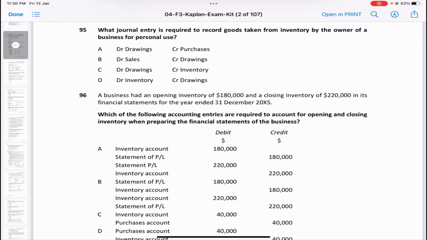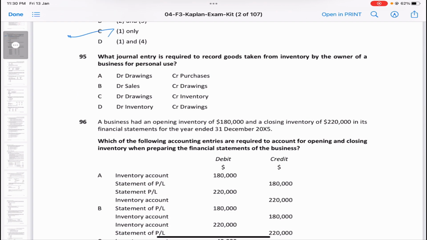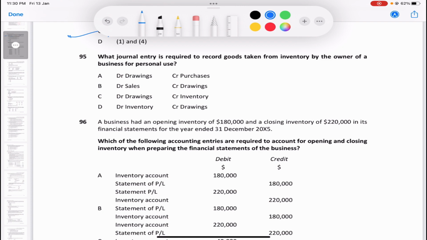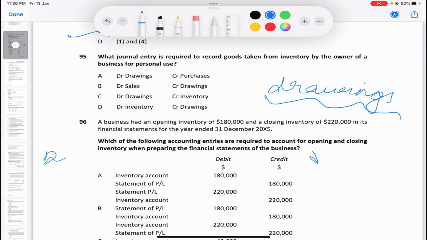What journal entry is required to record goods taken from inventory by the owner of a business? When an owner takes goods from the inventory, it is known as drawings. We know that when you take drawings, it reduces the purchases, and we know that drawings is an expense. All expenses are debited, so debit drawings, and purchases will reduce because the owner took the goods, so credit purchases, right? Because purchases are reducing. So question number 95, my answer is A.